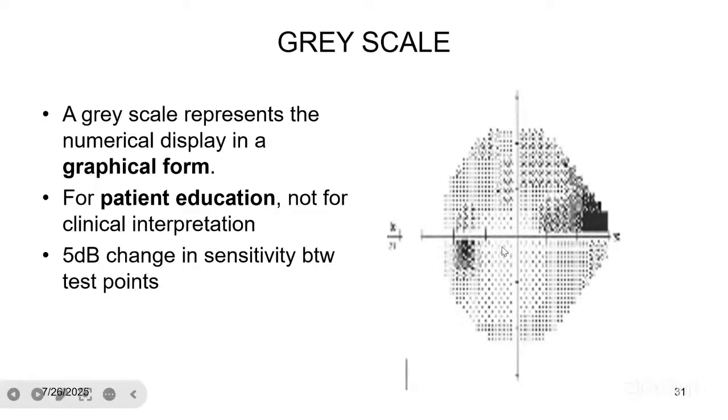And this grayscale is usually based on extrapolation, since not all test points are being tested. So it's extrapolated based on changes of about 5 decibel units. And as we know, the foveola has the highest point of sensitivity, and so by extrapolating 5 decibels toward the periphery, you'll be able to have your grayscale.